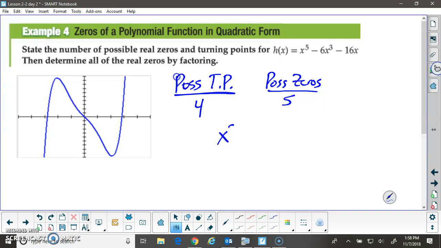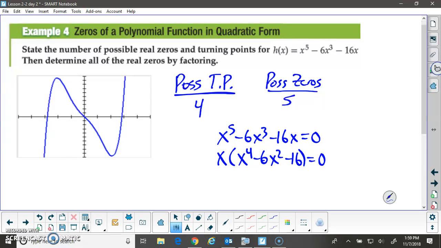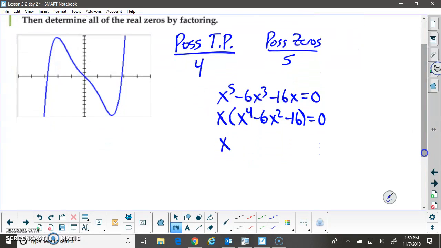So if we take the x to the 5th minus 6x to the 3rd minus 16x, set it equal to 0. Take an x out of everything. That allows us to factor this. We need to have an x squared at the beginning of each set, because x squared times x squared gives us x to the 4th. We would need a negative 8 and a positive 2, which means our solutions would be 0.